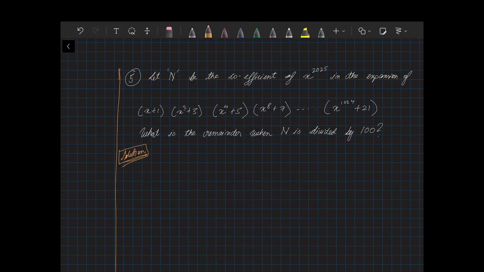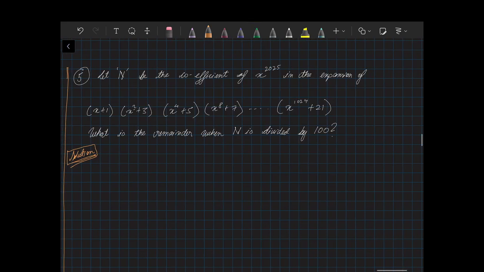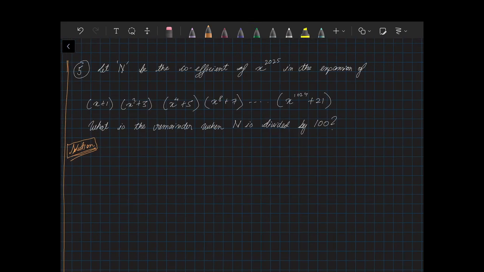Now let's move to this question. Okay, so here, let capital N be the coefficient of x to the power 2025 in the expansion of the following term: (x + 1)(x² + 3)(x⁴ + 5) all the way till (x^1024 + 21). Now what is the remainder when N is divided by 100?